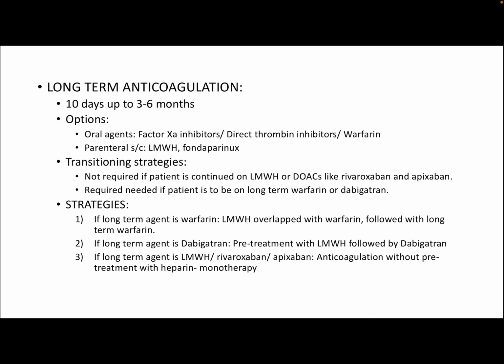Now coming to long-term anticoagulation, we usually require long-term anticoagulation for up to 3 to 6 months, and the options here could be oral agents like factor Xa inhibitors like rivaroxaban, apixaban, direct thrombin inhibitors like dabigatran and warfarin, or parenteral agents given subcutaneously like low molecular weight heparin and fondaparinux. So these are the two major options for us. And we have to think of something called transitioning.